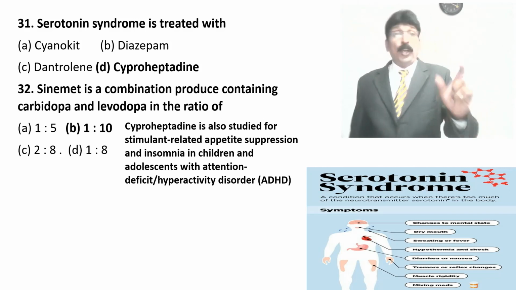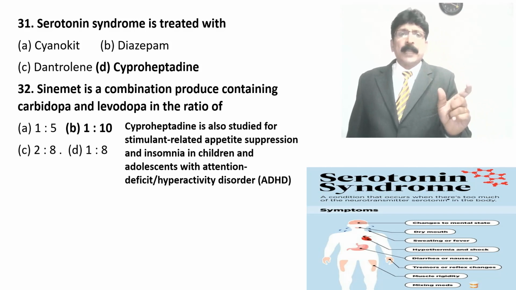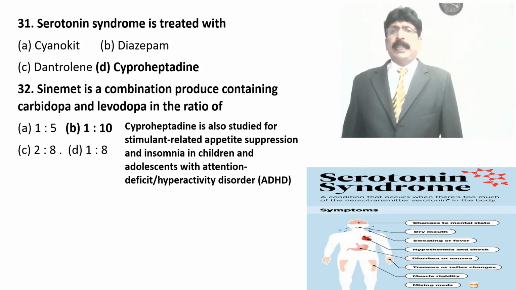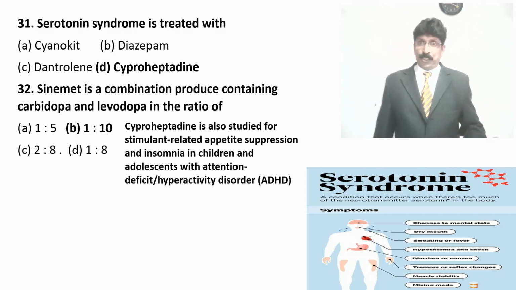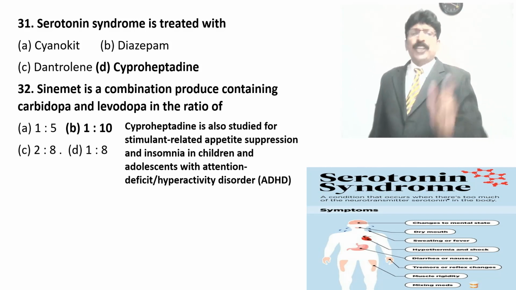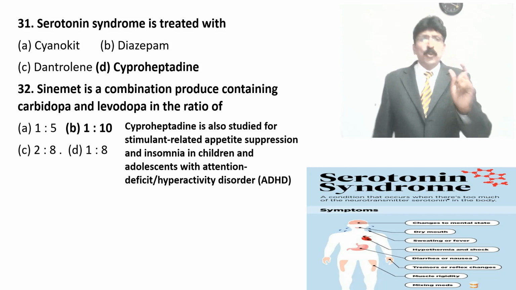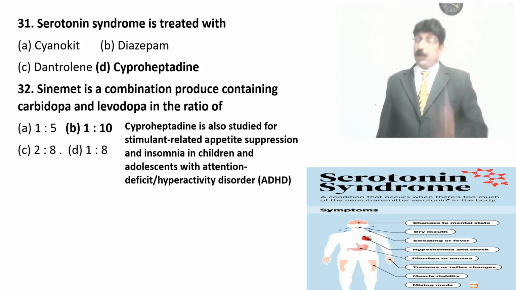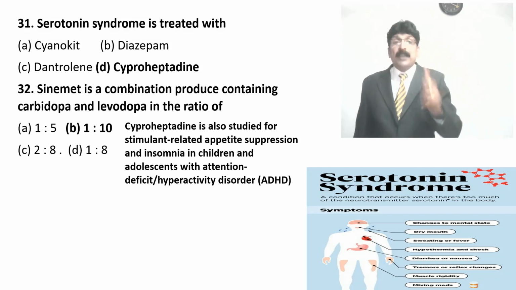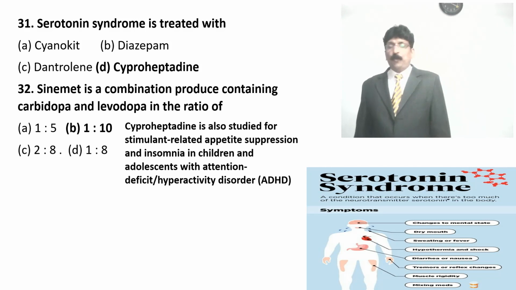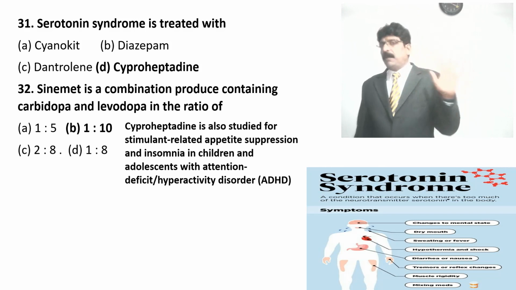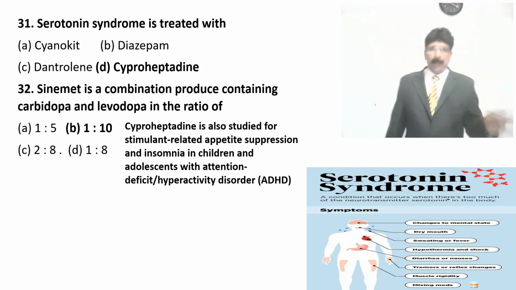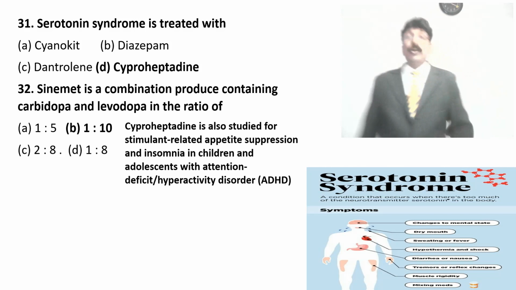Sinemet is a combination containing carbidopa and levodopa in a ratio. They have given ratios 1:5, 1:10, 2:8 and 1:8, but 1:10 is correct. That is, 1 milligram of carbidopa will be combined with 10 milligram of levodopa. It may vary according to the dose, which I have not given you, but the ratio is that.